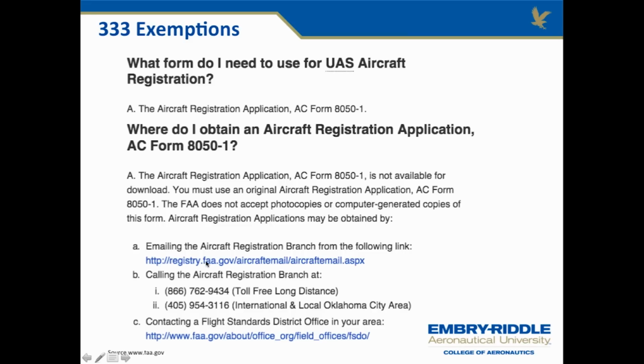Now, the emailing information here on the bottom, the phone number, you can call any of those or visit your Flight Standards District Office, or your local FSDO, and you can actually go by and pick up that form. But again, this is the one thing you're not going to be able to do online. You're going to have to actually get the form, fill it out manually, and mail that to the office in Oklahoma.